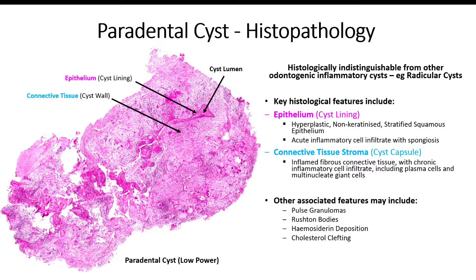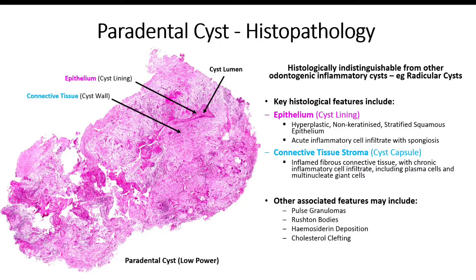So, paradental cysts can be underreported. And the reason is that they currently comprise 4% of all odontogenic cysts, but if inadequate information is put on the pathology form to allow a clinicopathologic correlation, they may well be signed out as radicular cysts instead. So it's important to ensure that adequate clinical history about the location and the vitality of the teeth is included.